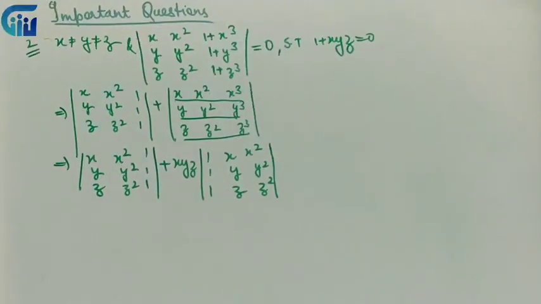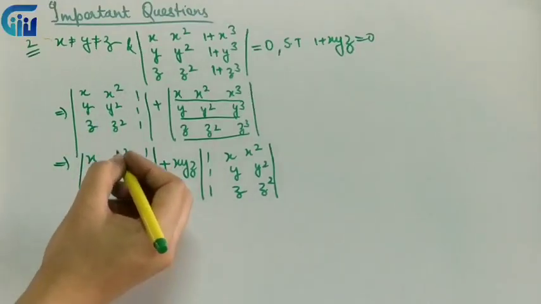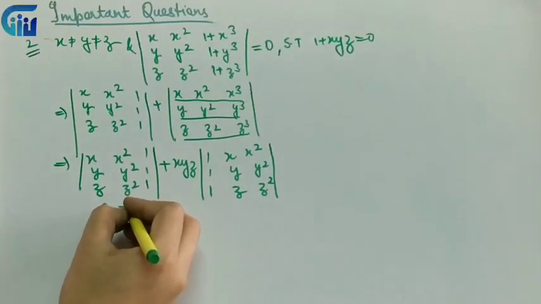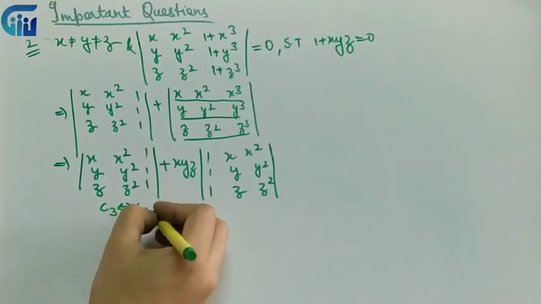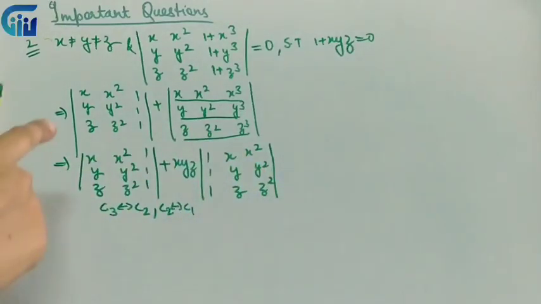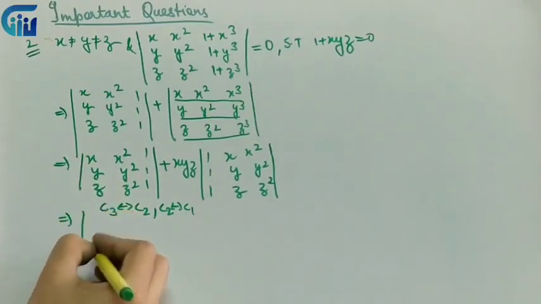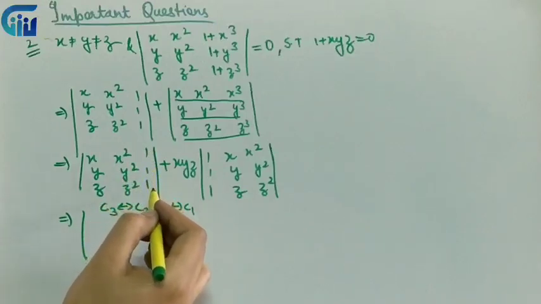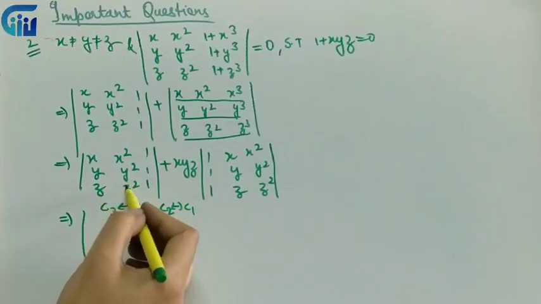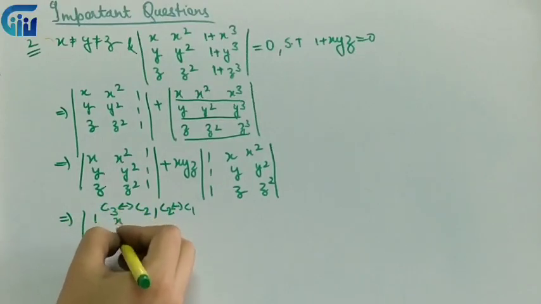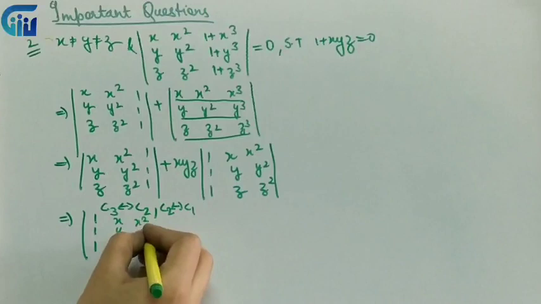Yes, we have done the properties. I can always interchange my rows and columns. How will I do it? I will interchange column 3 with column 2 and then column 2 with column 1. This is how I'll interchange the first determinant. So column 3 with column 2, so this will be 1 and this will be x square, y square, z square. Then column 1 and column 2. So we will have 1, 1, 1, x, y, z, x square, y square, z square.